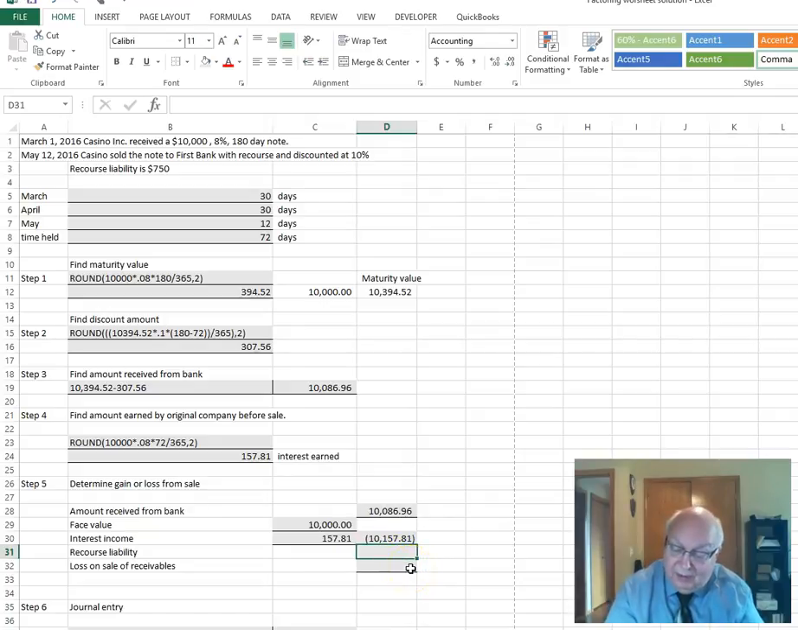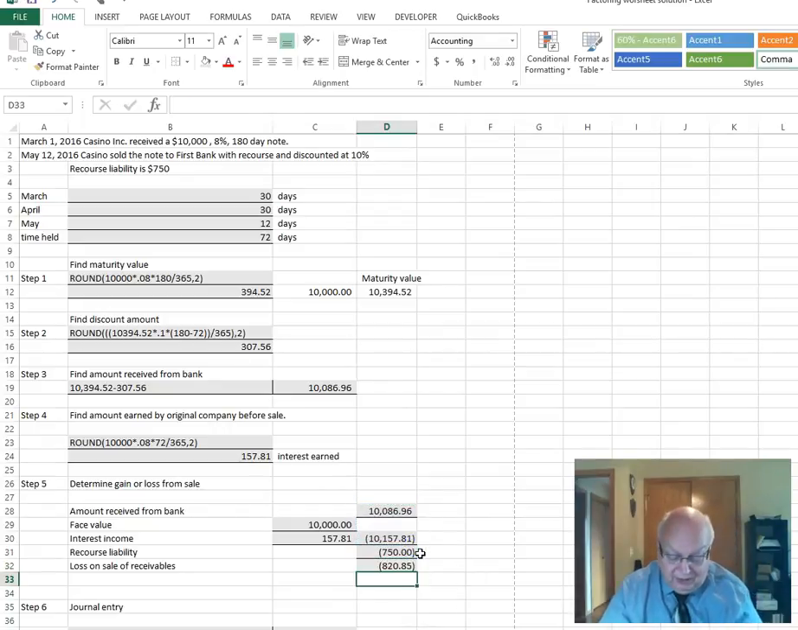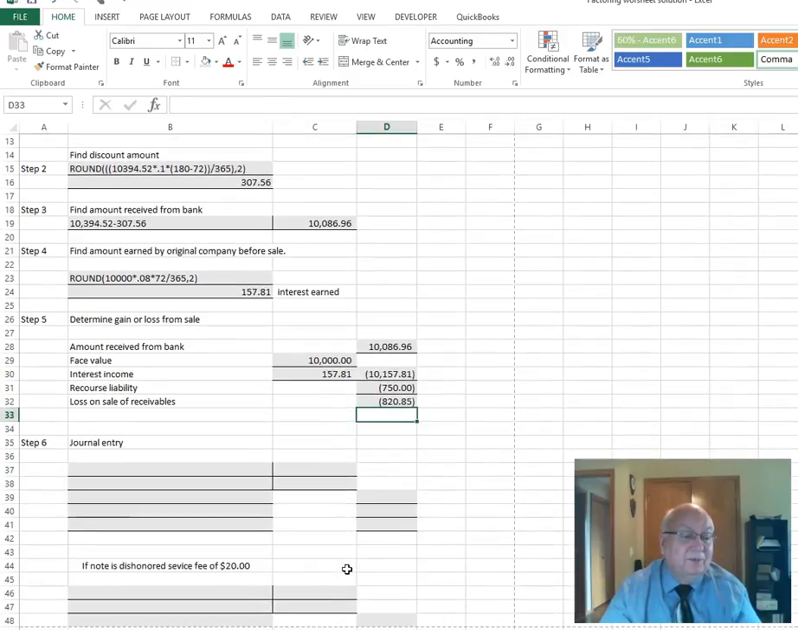The recourse liability was a minus $750. So the amount that we'll end up losing, a fast way of doing that would be to do the summation of all those numbers. So we're going to lose $820.85. That's the loss in the sale of receivables.